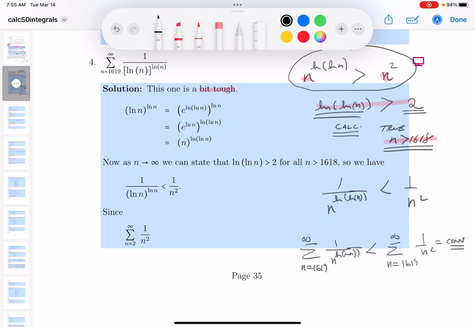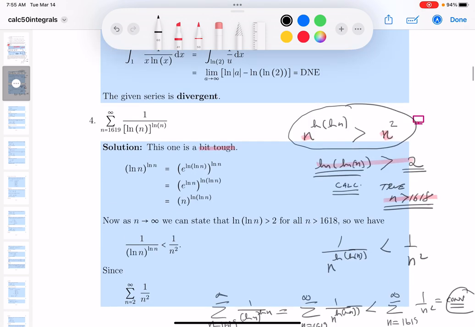That's hard to jam that in there, isn't it? And what do we know about this one over here? Well, we just went through it. This one's identical to this one over here. n equals 1619 off to infinity of 1 over ln n to the ln n. All right? So what about the series then? It's convergent. This is convergent.